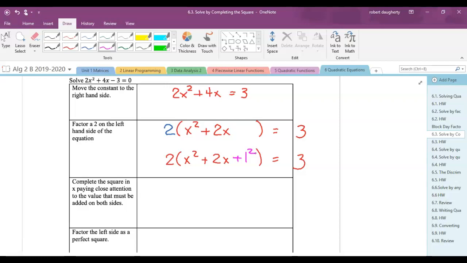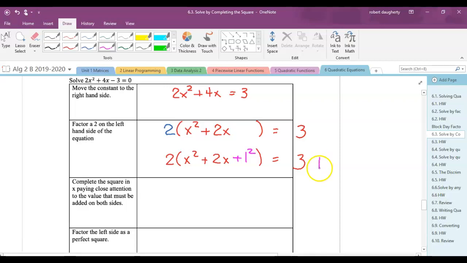I did not add 1. I added 2. How did that happen? Why does that happen? This is the big trick. I added a 1 inside the parentheses, but that 1 is multiplied by 2. So what really changed on the left side? What did I add? I added 2.